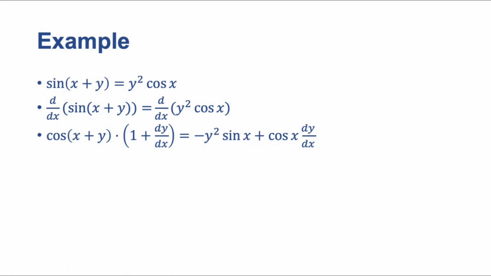And as always, we are going to simplify that, and then we're just going to move all of our terms to one side and then move our dy/dx terms to the other side. And then we are going to be left with dy/dx is equal to (y squared sine x plus cosine of (x plus y)) over (2y cosine x minus cosine of (x plus y)). And that is our final example.